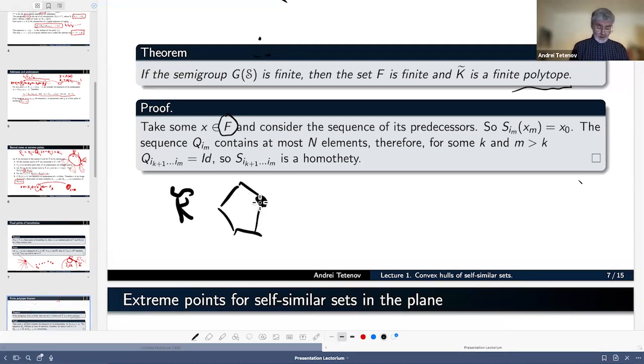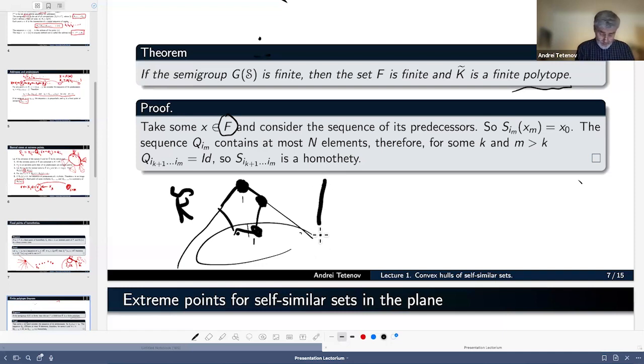Then the predecessor of each vertex will be a vertex, and the sequence of predecessors of any vertex will be preperiodic. And this implies that there will be some boundary point which is a fixed point of some symmetry of the tangent cone to the polyhedron. But the group of symmetries of a polyhedral cone is finite, and some power of this rotation will be the identity. Therefore, this point will be a fixed point of some homothety.